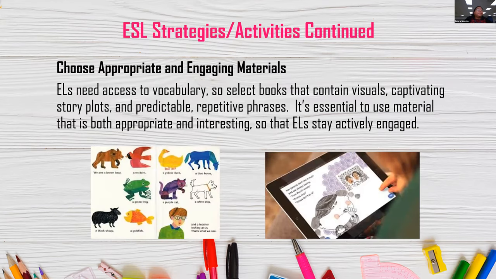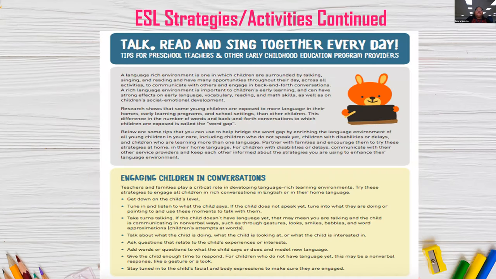Now, we also need to choose appropriate and engaging materials for our ELs. They need access to vocabulary, so select books that contain visuals, captivating storylines, and plots that are predictable and have repetitive phrases. It's also essential to use material that is both appropriate and interesting so that they stay actively engaged. And you see here a visual, this is the brown bear. We know there's a lot of repetition in that. Great visuals for the kids. We have one student here using distance learning, using an iPad as part of the story reading. So that's the ebook, and that was captivating for the English learner.